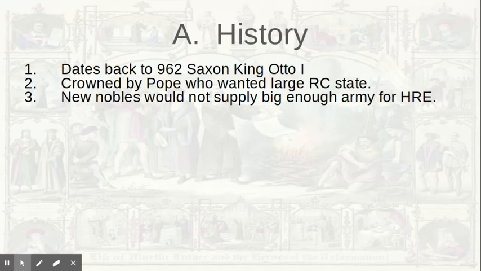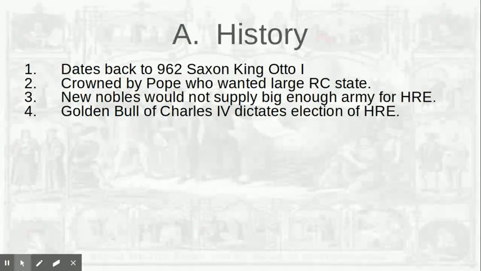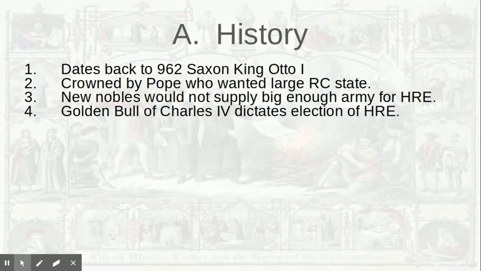The problem is that nobles throughout this obviously don't like the idea of having someone in charge of them, and they're certainly not going to support them with troops or taxes or anything like that. So the Holy Roman Empire, right from the beginning, is kind of a weaker situation than the modern countries that we'll see start to evolve in the 1400s.